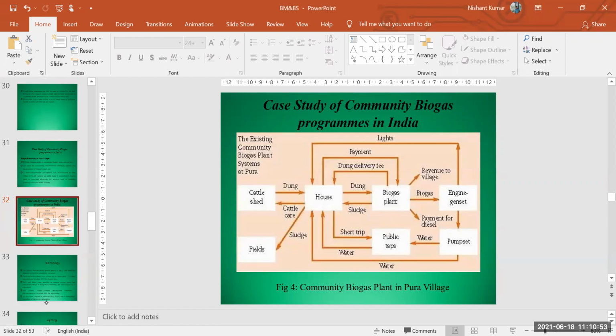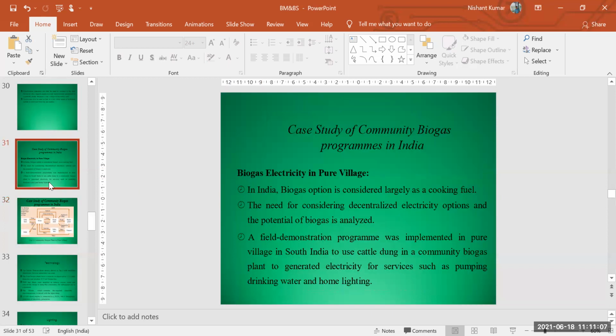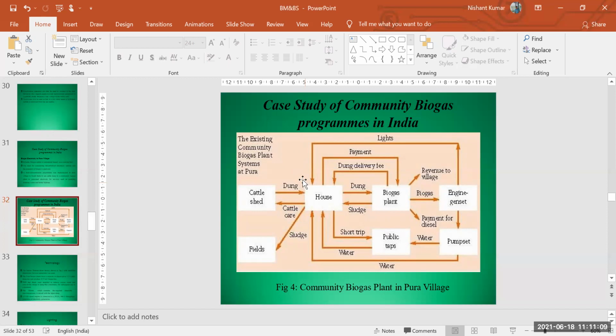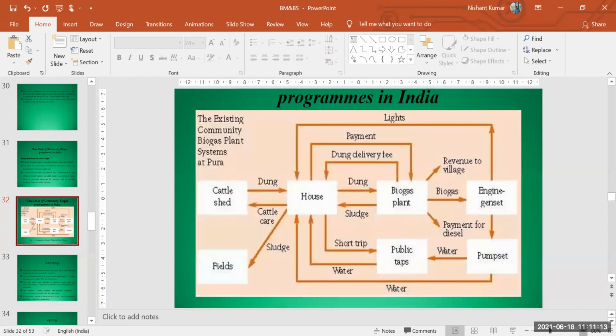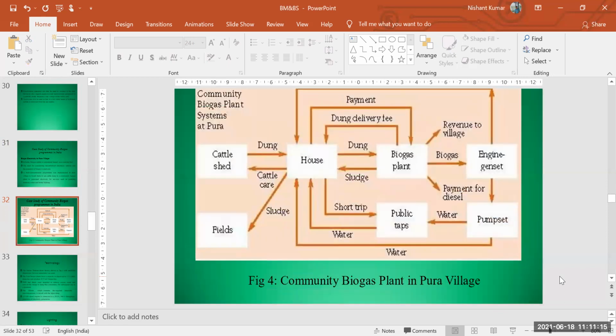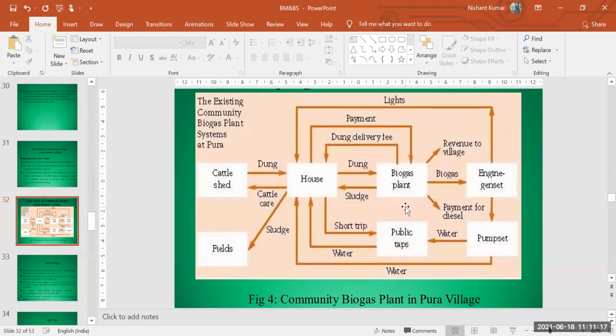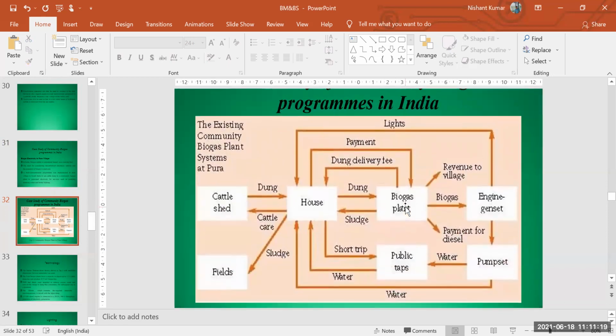The existing community biogas plant system is not pure, it's a pura village. That's why I got confused, since over here it is written pure. Fine, no issues. We have to consider only this part. It's a pura village, and that's why I got confused.